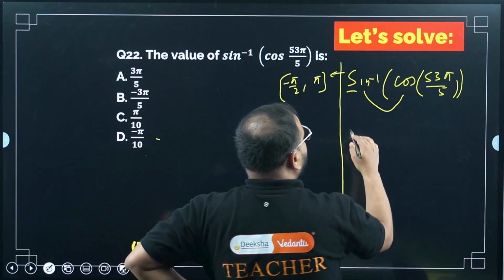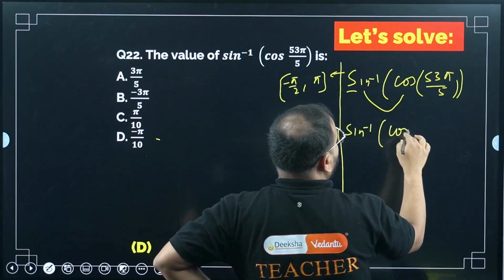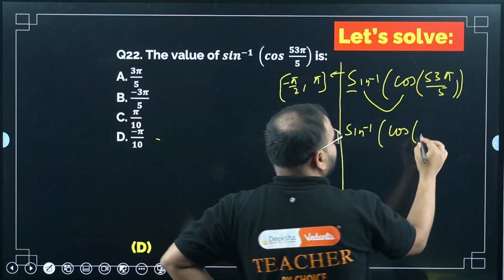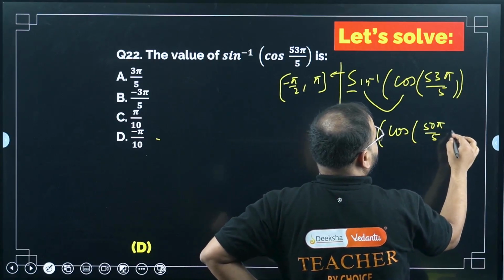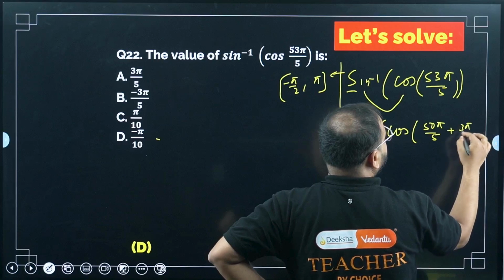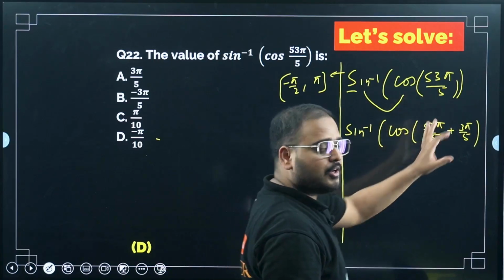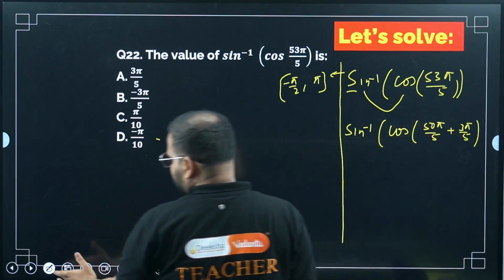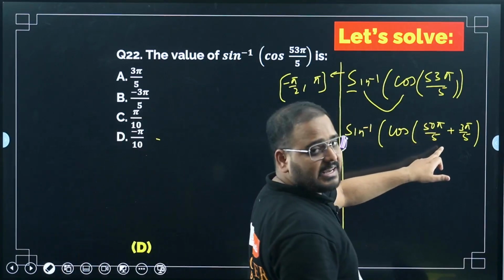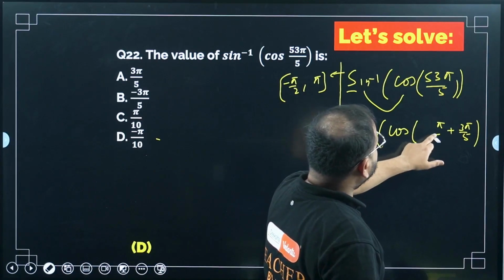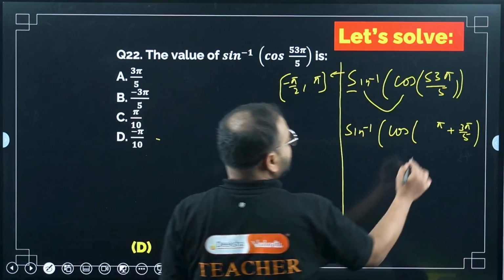So let's go ahead. Writing this as sine inverse of cos of what can I write? Can I write 50 pi by 5 plus 3 pi by 5? Please agree with me. 50 pi plus 3 pi is 53 pi. So that's right. So can I rewrite this 50 pi by 5 as just 10 pi? Because 5 times 10 is 50. So I can write this as just 10 pi.